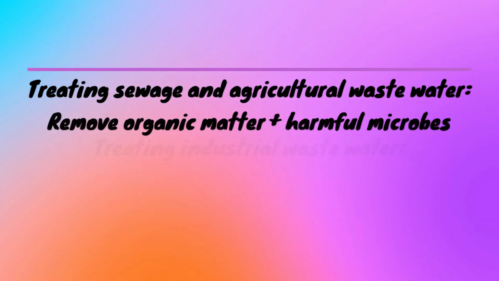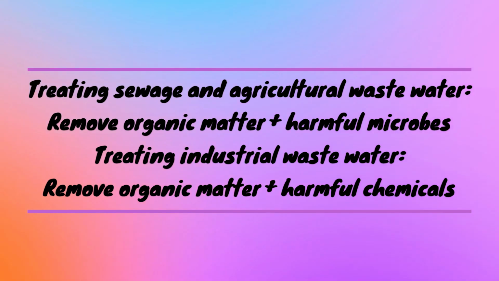In treating sewage and agricultural wastewater, we need to be removing organic matter as well as harmful microbes. In treating industrial wastewater, you need to be removing organic matter as well as harmful chemicals. Potable water. Potable water is water that is safe to drink. Freshwater sources include aquifers, which are essentially wells in porous rocks, so rocks with little holes in.